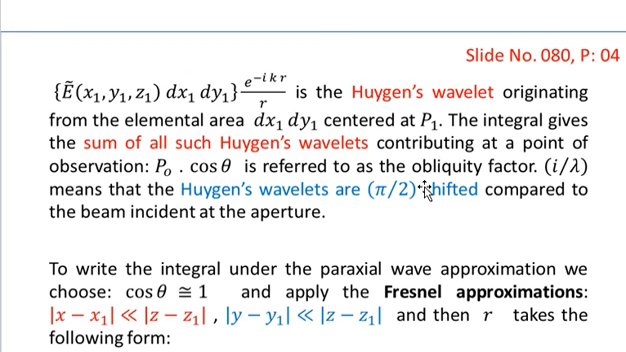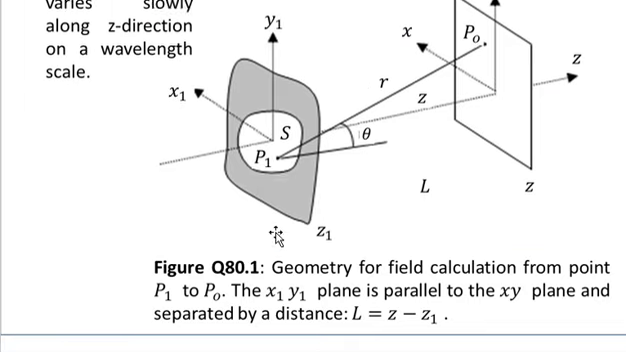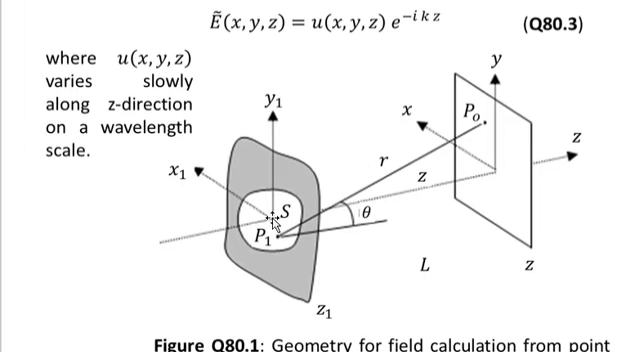Cos of theta is referred to as the obliquity factor. Iota over lambda means that the Huygens wavelets are pi by 2 shifted compared to the beam incident at the aperture. So you see that we have not shown the beam and we have not discussed the beam which is incident on the input aperture placed at the location Z1.